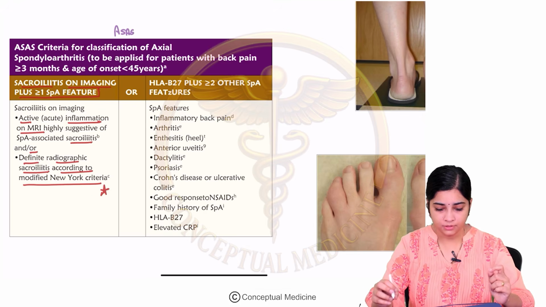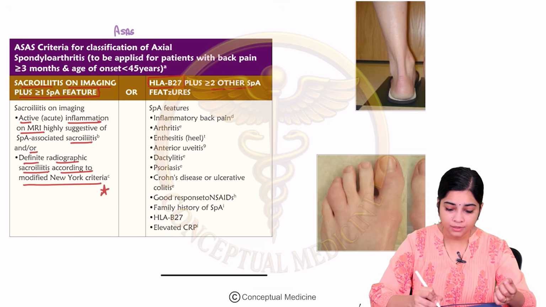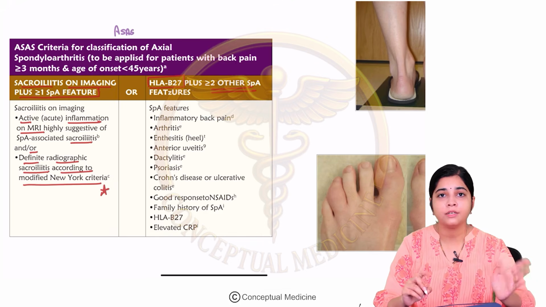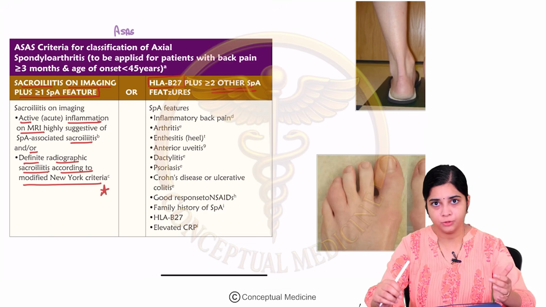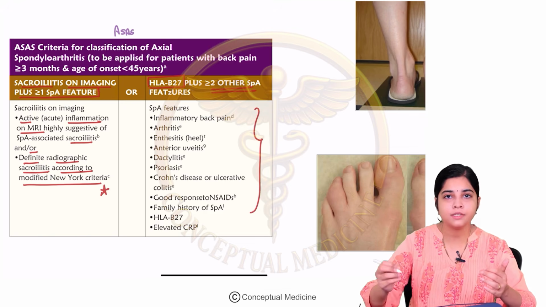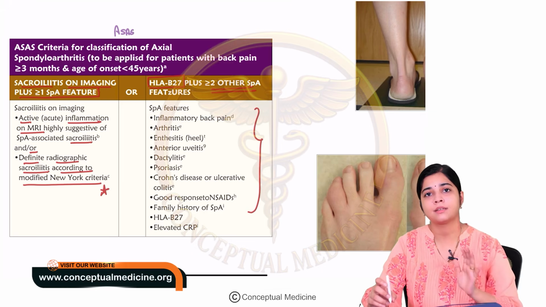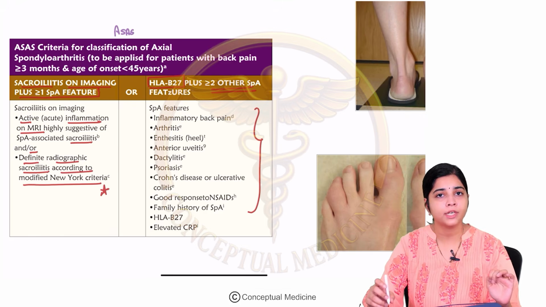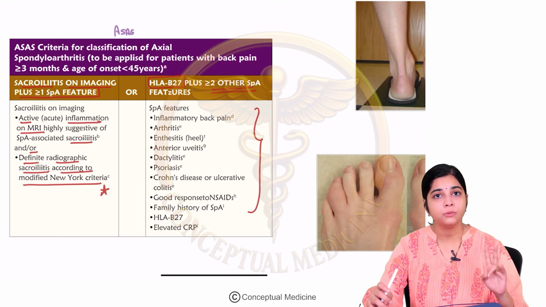So in a non-radiographic spondyloarthropathy, you can use HLA-B27. If HLA-B27 is there, then you require at least 2 other SpA features. If there is definitive evidence on X-ray or MRI, you just require 1 other SpA feature. What are those SpA features? Presence of inflammatory back pain, presence of uveitis, and presence of any of these symptoms is what we call a SpA feature. So if there is evidence of sacroiliitis on imaging, you require 1 other SpA feature to classify this patient as a radiographic spondyloarthropathy. If there is no evidence of any radiographic changes, then he might probably be a non-radiographic SpA. In that case, you may require HLA-B27 and 2 other SpA features.